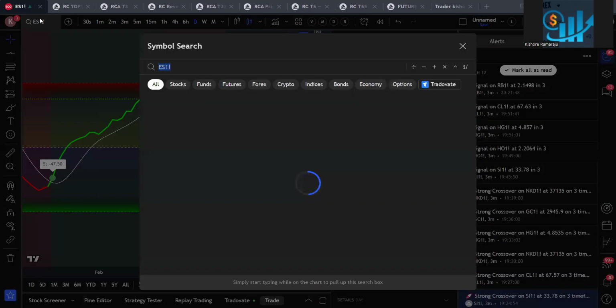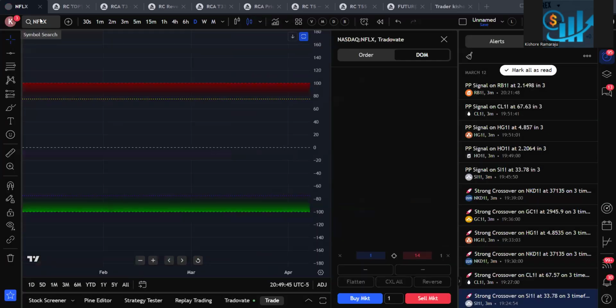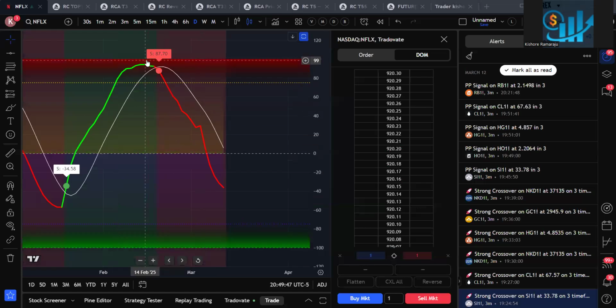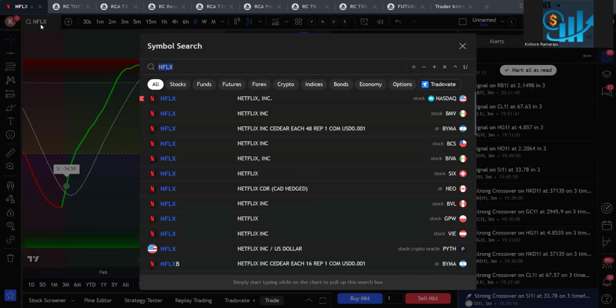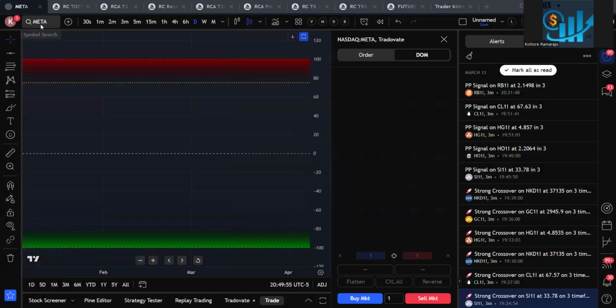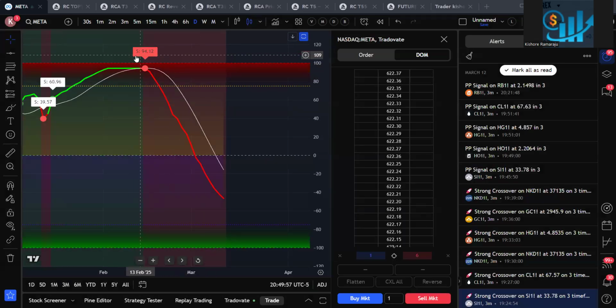So if you see Netflix or Meta or whatever, Netflix also you can see the score went to 87 and then started dropping. Meta score went to 94, started dropping.